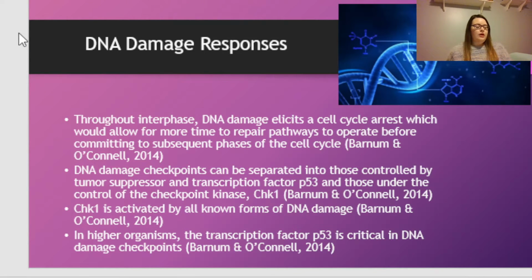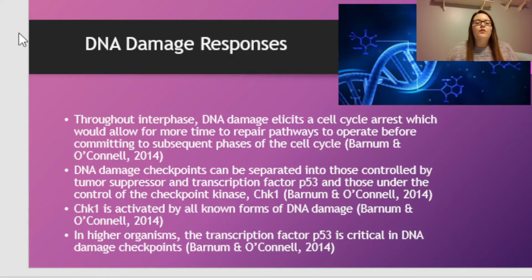The next factor would be DNA damage responses. Throughout interphase, DNA damage elicits a cell cycle arrest. So the cell cycle stops, puts a hold on everything, and says DNA's damaged, we have to do something. And this allows more time for specific repair pathways to operate before it commits to the other phases of the cell cycle. DNA damage checkpoints can be separated into specific categories.